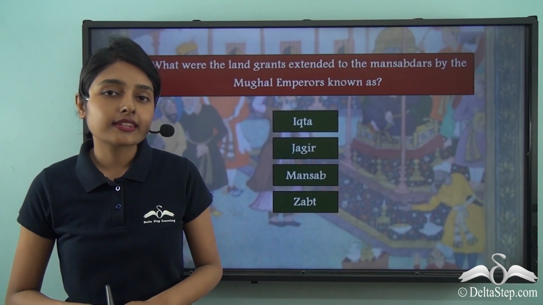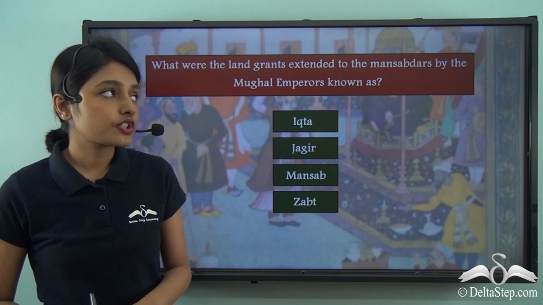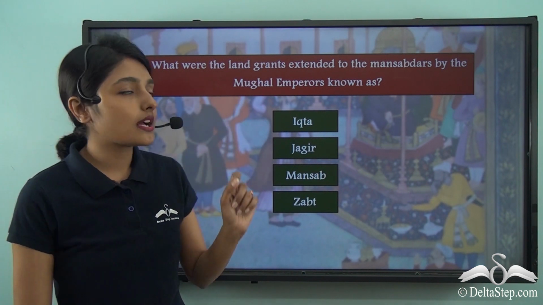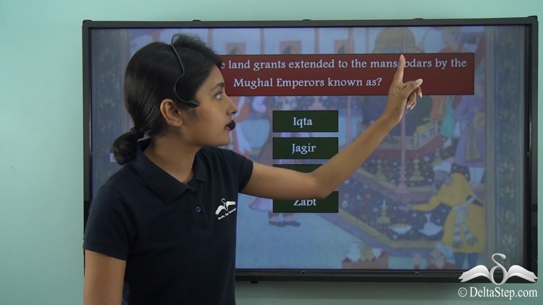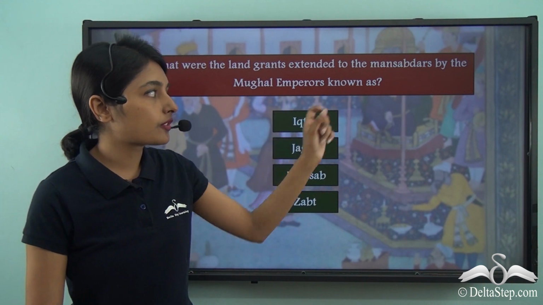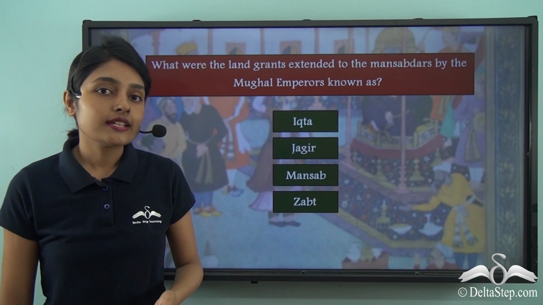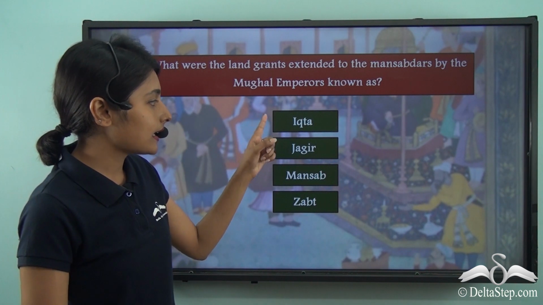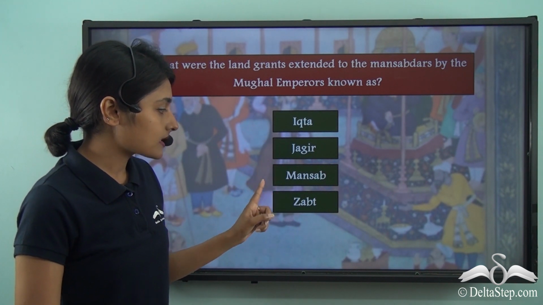Before proceeding with this lesson, let me ask you a question. What were the land grants extended to the mansabdars by the Mughal emperors known as? Were these land grants known as Iqta, Jagir, Mansab or Zabt?